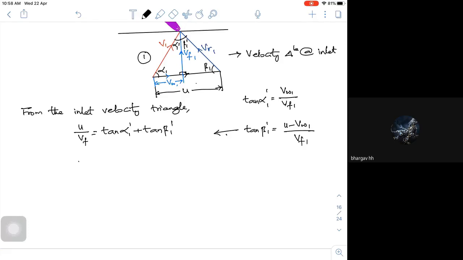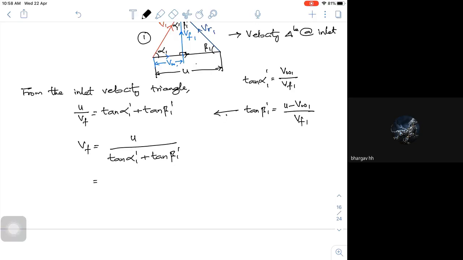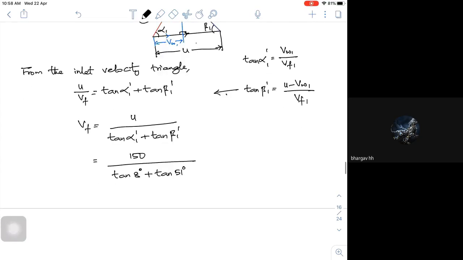With a little bit of cross multiplication, VF is equal to U divided by tan alpha 1 dash plus tan beta 1 dash. Substituting, U is given as 150, divided by tan 8 degrees plus tan 51 degrees. I am getting around 109 meters per second as my VF. This is VF1, and VF1 is equal to VF2.